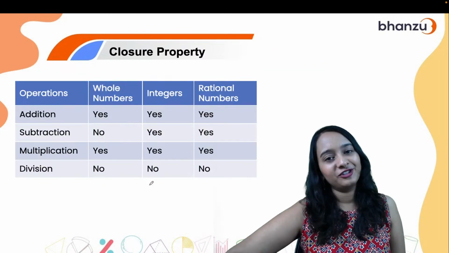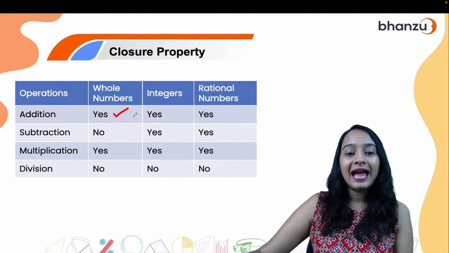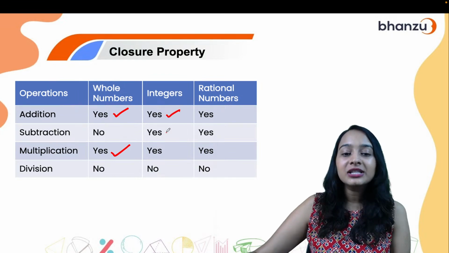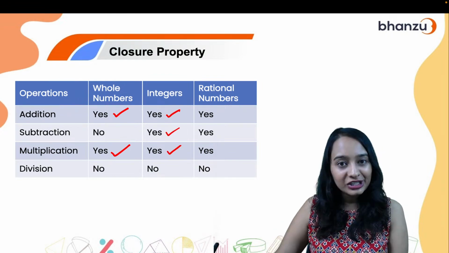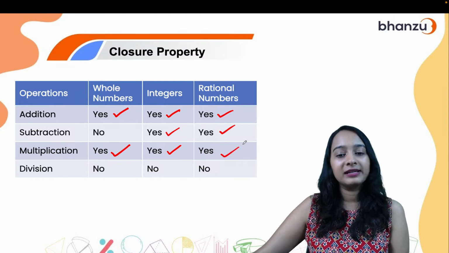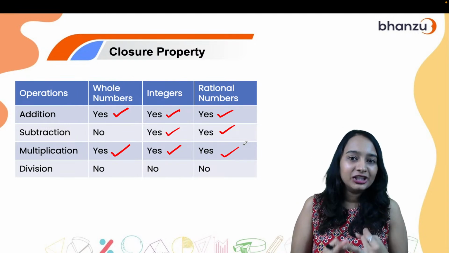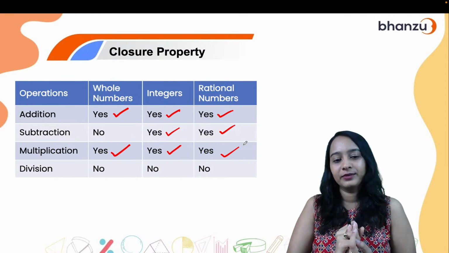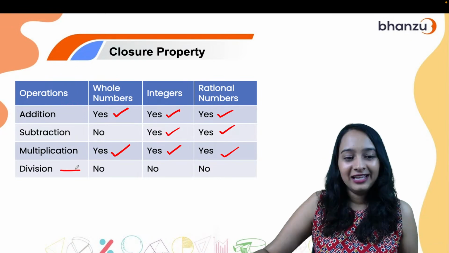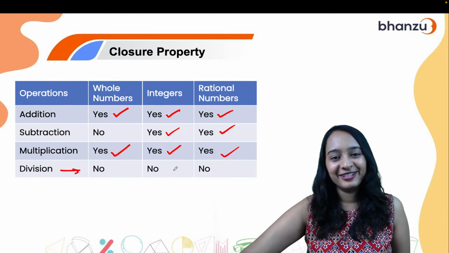So the moral of the story is when it comes to closure property, whole numbers, addition and multiplication they follow. Integers, addition, subtraction and multiplication they follow. Rational numbers, addition, subtraction and multiplication are closed. As you can see, nobody here follows division. Division is not closed for whole numbers, integers or rational numbers.